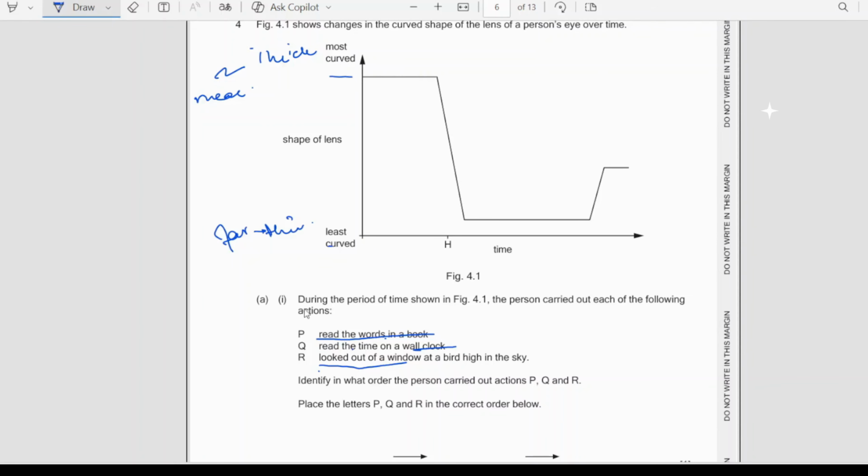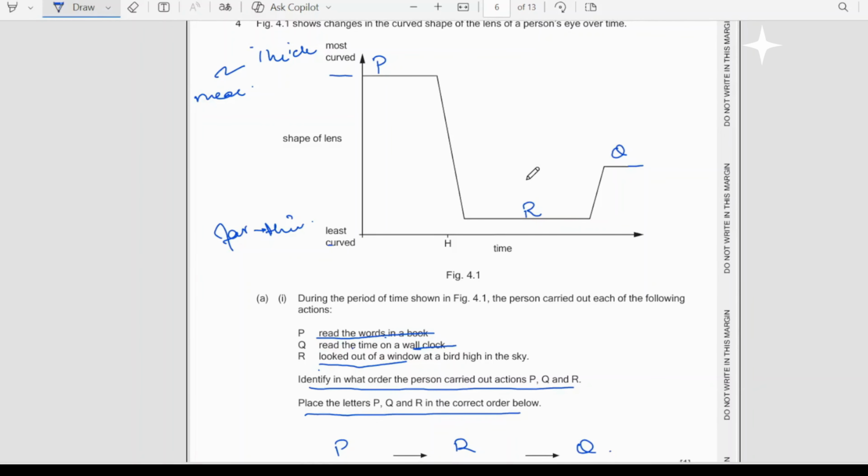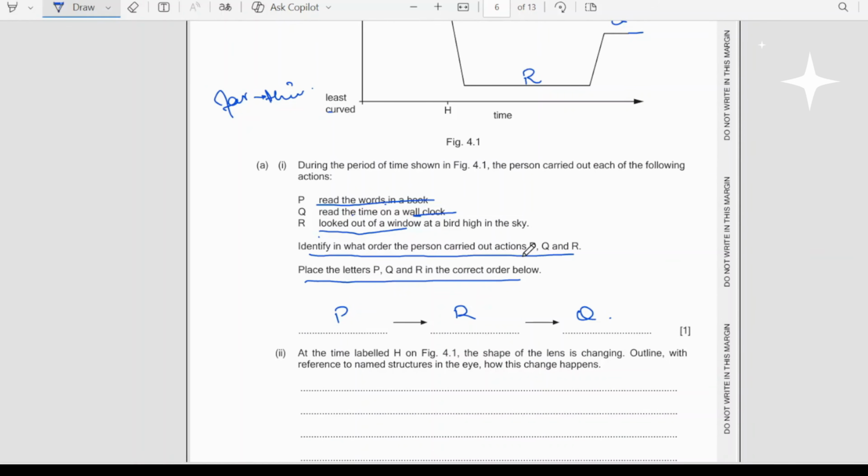P. So they have asked you to identify the order and place them in the correct order. So this one is P. When would it be thinnest? Window. So this one is R, and this one has a medium thickness. It won't be that far, it won't be that close. Q. So this is your order. Clear?